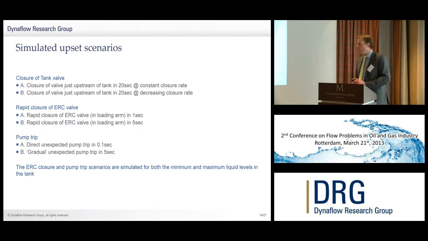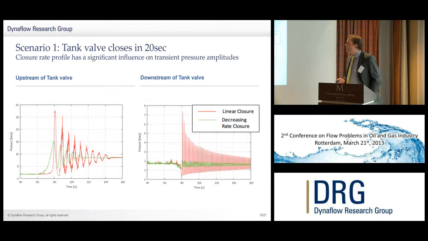The three scenarios that we will check are the closure of the tank valve, the rapid closure of the ERC valve at the loading arm, both with different variations, and the pump trip, also with two different variations. So in the first scenario, the tank valve will close in about 20 seconds. These are the results we found in 2D. Here you see time and pressure, and you see two different types of closing of the valve. As you would expect, the softer closure of the valve, where you decrease the closure rate, will have a nice effect on the pressures. It will produce less high pressures and less fluctuations. You see it here on the upstream side of the tank valve, particularly on the downstream side, which is a much shorter line, and also there's back pressure from the tank.